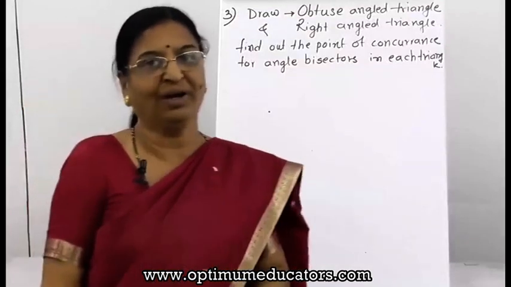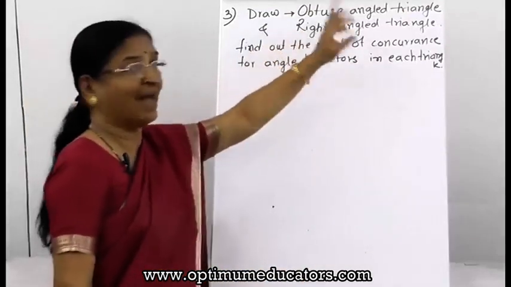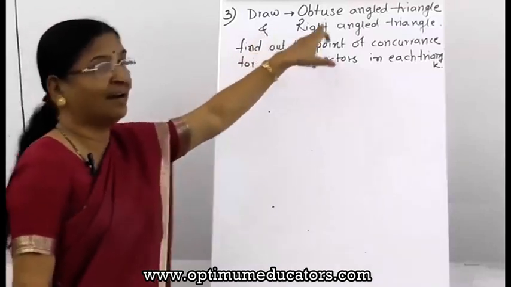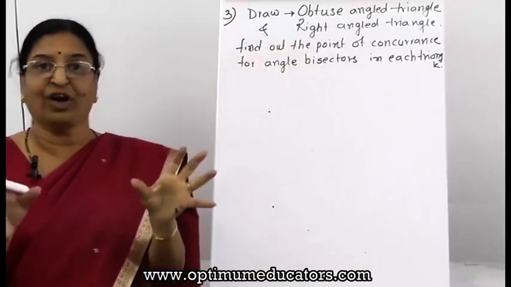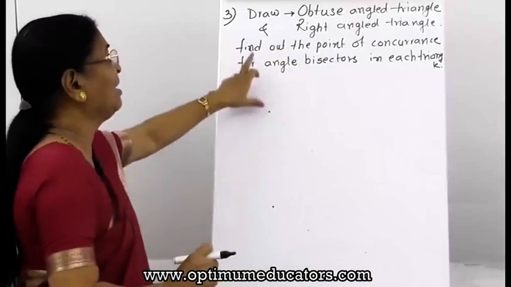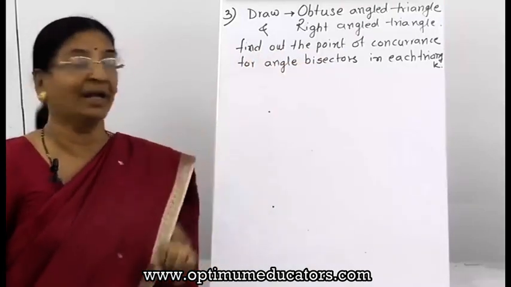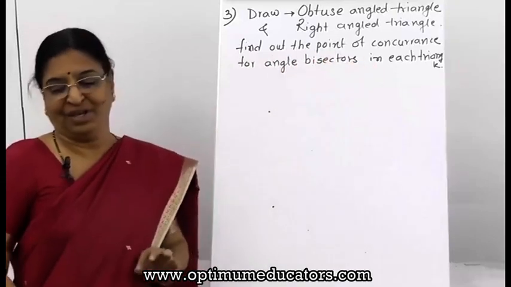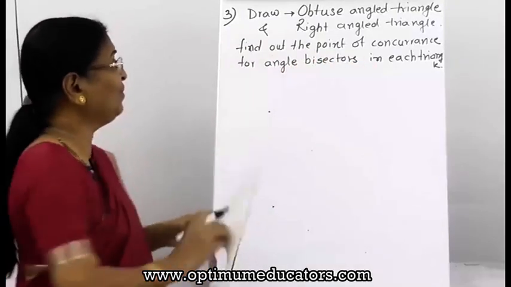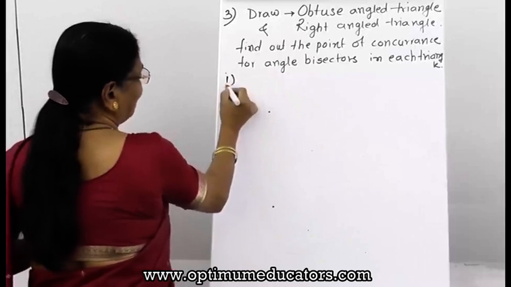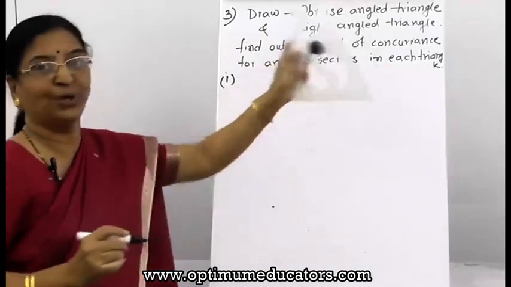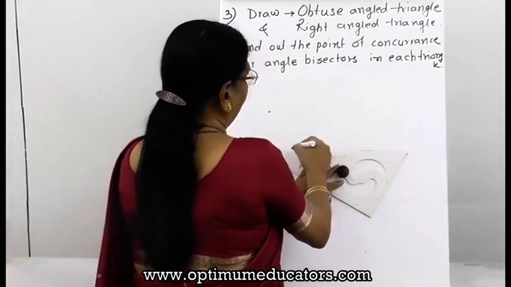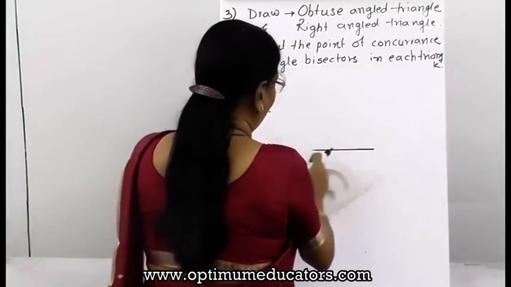Now about the third one. See, obtuse angle triangle. Draw one obtuse angle triangle and one right angle triangle. Of course not in one, two different triangles. Find out the point of concurrence for angle bisectors. So first of all, what we will do? We will draw, this is the first part, that is the obtuse angle triangle. Okay, so we will draw one obtuse angle.